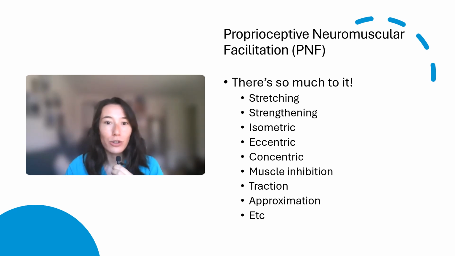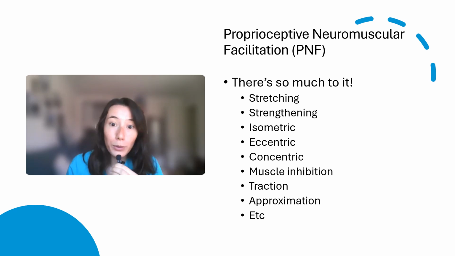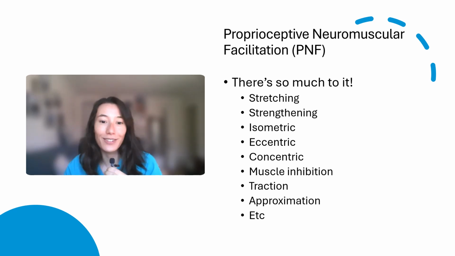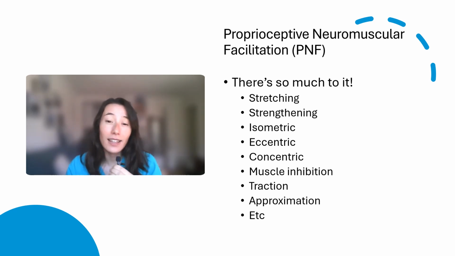There's options for stretching, isometric strengthening, eccentric, concentric, muscle inhibition. There's a traction component, an approximation component. There's loud talking involved, timing involved. You have to be in an optimal position as a therapist. Your patients have to be able to respond appropriately when you ask them to recruit their muscles, right? So there's a lot to it, clearly. And I think that's why PNF is such a big, hefty topic.